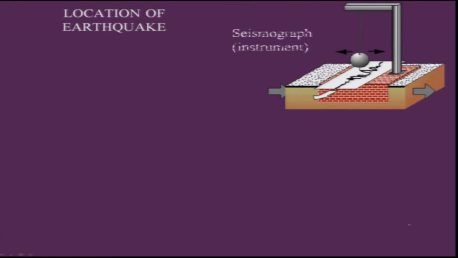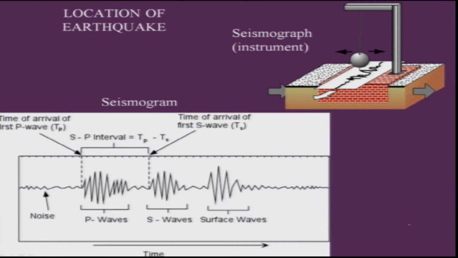Now, for the location of earthquakes, the instrument we use is termed a seismograph. The information collected on paper or a graph is termed a seismogram, where we identify the arrival times of the P and S waves, take the time difference between their arrivals, and also look at the amplitude, which can help in identifying the earthquake.